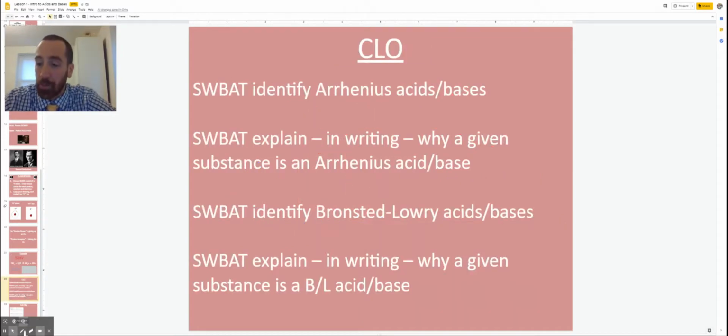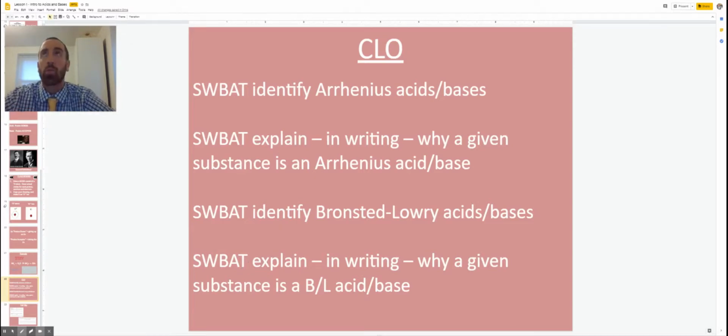So for review, hopefully you can identify an Arrhenius acid or an Arrhenius base. Arrhenius acids have H at the front. Arrhenius bases have OHs at the end. Why would a given substance be an Arrhenius acid or a base? Hopefully you can explain that as well, because Arrhenius acids give off H plus ions when they're dissolved in water. Arrhenius bases give off OH minus ions when they're dissolved in water.